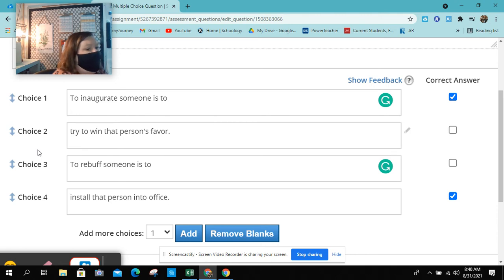All right? So number 1, to inaugurate someone is to try to win that person's favor. To inaugurate someone is to install that person into office. To rebuff someone is to try to win that person's favor. To rebuff someone is to install that person into office. All right, what are the 2 that go together? Anybody? Can anybody do it? Will, can you tell me?